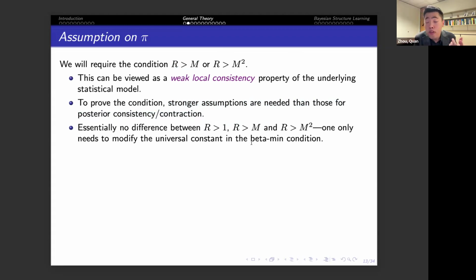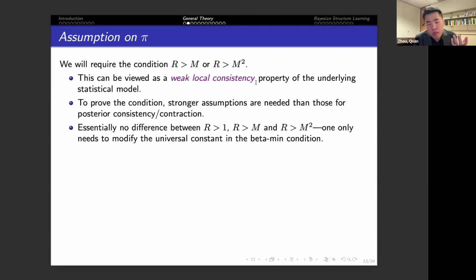For example, for most of these problems, you will need to require a condition called the beta-min condition, which basically says what's the minimum size of some non-zero effect, or the minimum size of the signals. So you want to make sure the signal is large enough to be detectable. If you tune the universal constants in these beta-min conditions, then you will be able to strengthen R greater than 1 to R greater than M squared. So from the statistical theoretical perspective, these two conditions are equally strong.